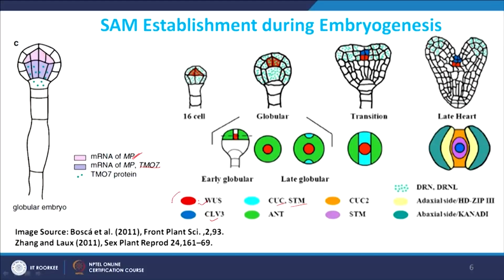Some of them are very important, which we will discuss in detail. For example, this WUSCHEL-CLAVATA signaling is very important. If you look at the pattern here, WUSCHEL is getting activated and then CLAVATA is coming up. When CLAVATA is coming up, WUSCHEL is restricted here, CLAVATA is on the upper layer. If you look at this stage of embryo, you can see that CLAVATA3 is somewhere here and WUSCHEL is pushed here. How this is happening, we will see in the next slide.